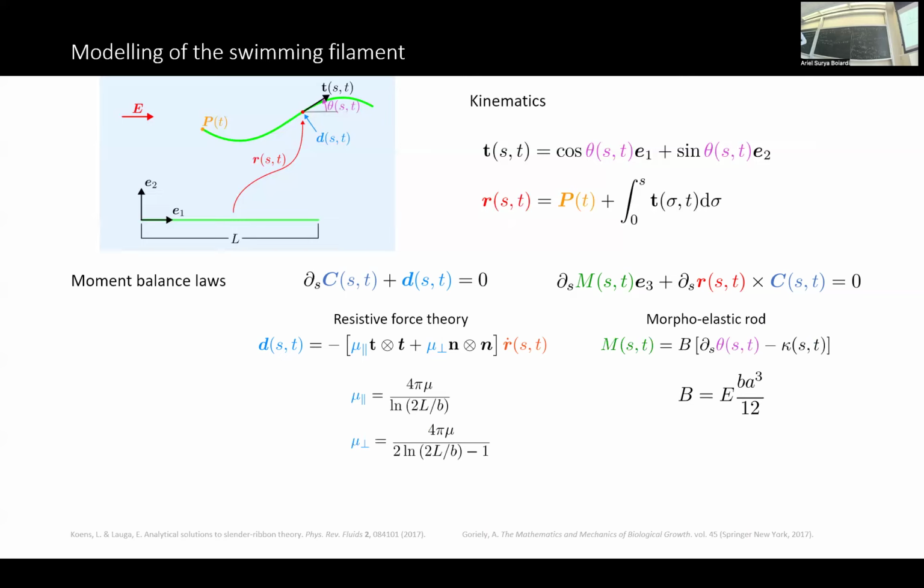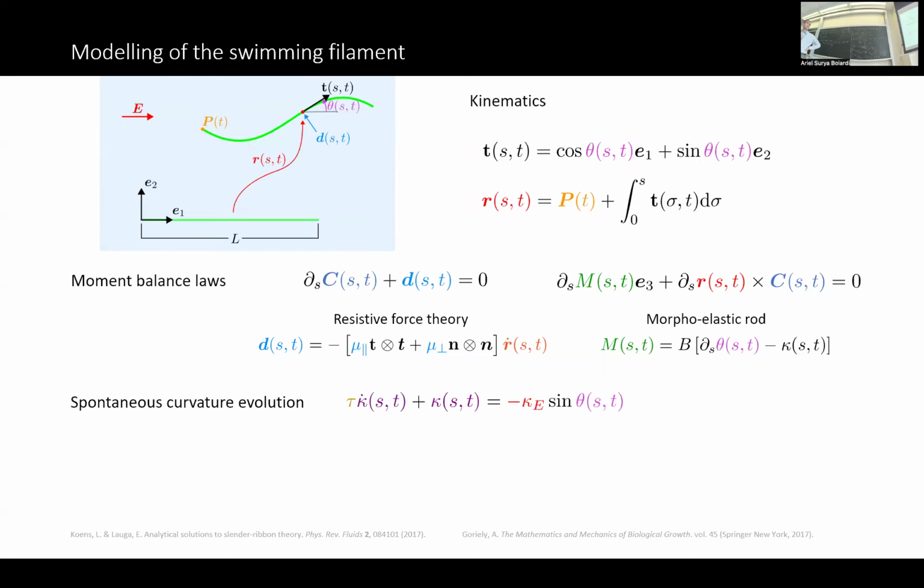we adopt a morphoelastic rod theory. So the bending moment is proportional to the difference between the current curvature, theta prime, and a spontaneous curvature, which is the internal degree of freedom that encodes the activity of the material. For this we need to, again, constitutively prescribe an evolution law, and in the spirit of having a simple model, we use a simple evolution law.